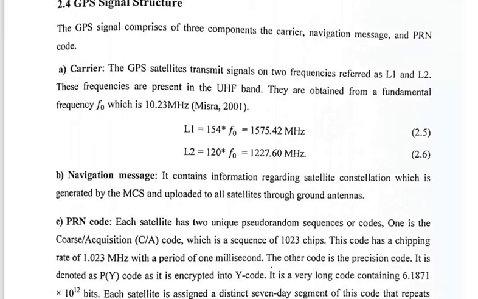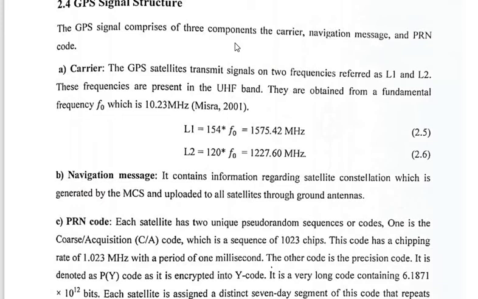In PRN codes, again you have two different kinds of codes. One is the C/A code, that is the coarse acquisition code, and the second is the P(Y) code, the precision code. If you are going for military applications, then you require the P(Y) codes. For civilian purposes, we use the coarse acquisition codes, the C/A codes, correct? And the second component is the navigation message.